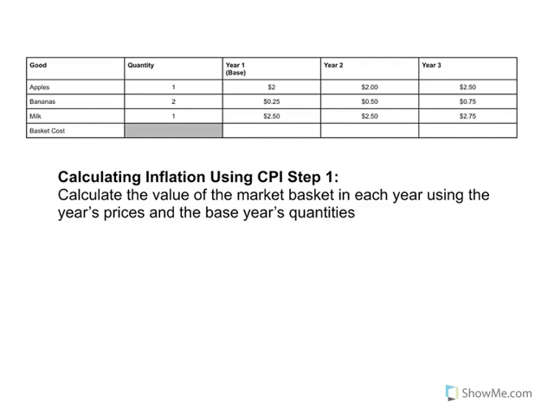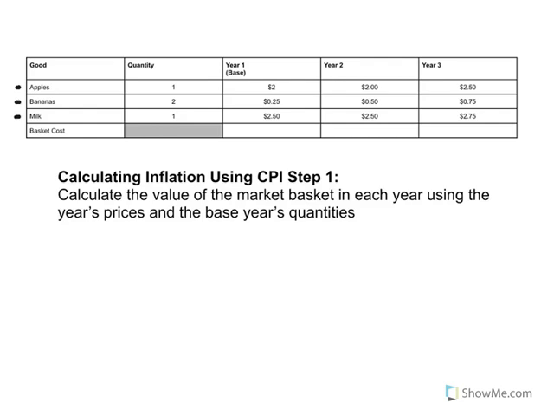What we can see here in the table, and I do apologize, it's a bit small, is that there are three goods in the basket: apples, bananas, and milk. The quantities are 1, 2, and 1, and we're going to assume those are the quantities bought in year 1, which is the base year. I've given you the per unit price in the base year, in year 2, and in year 3.